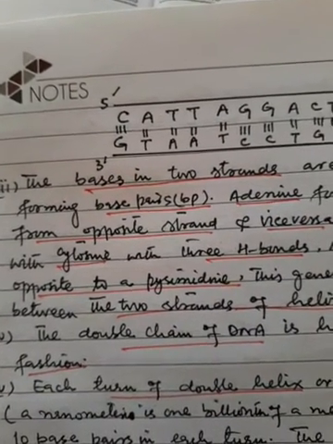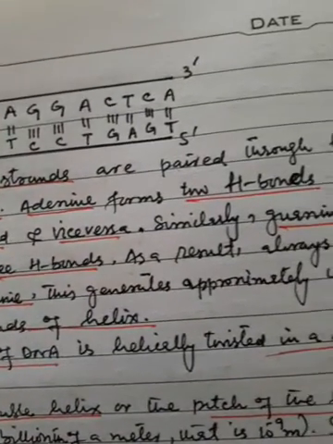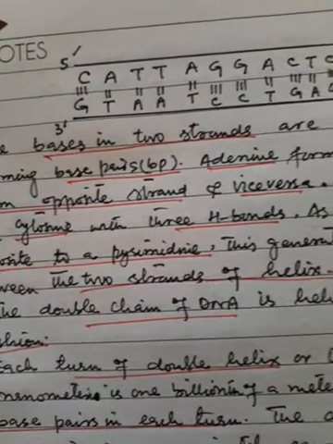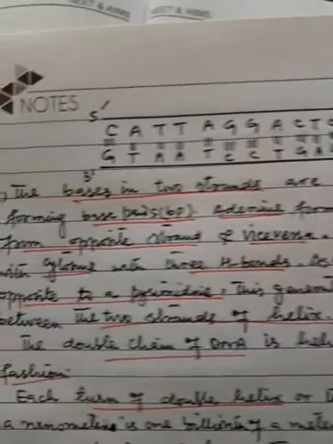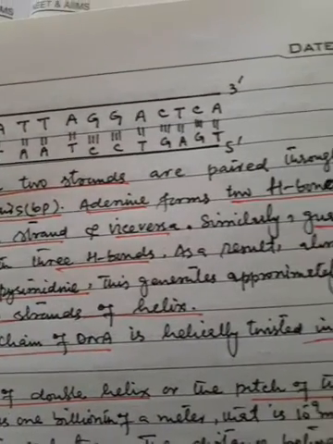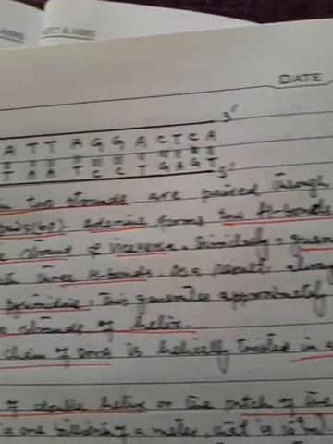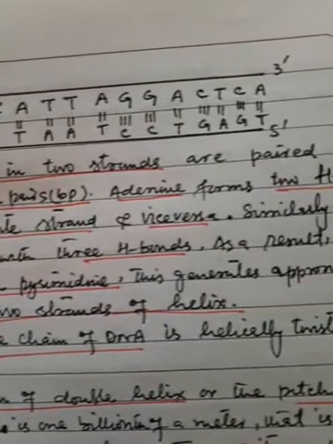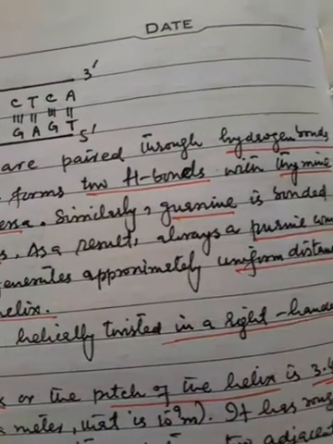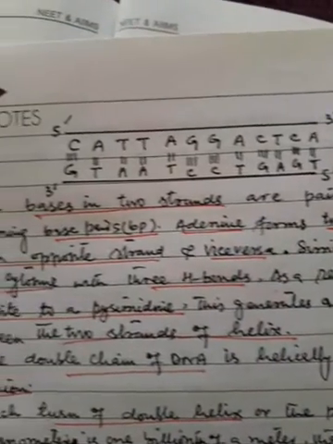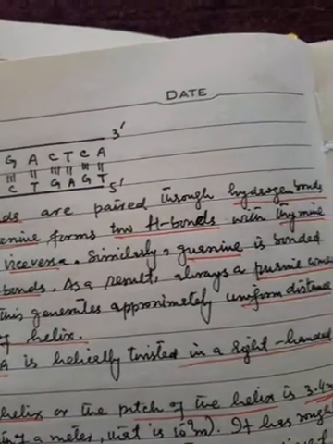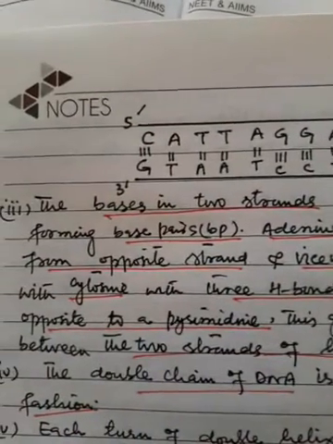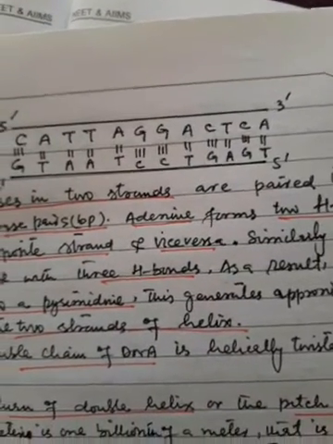Number 3 salient feature is that the bases in the two strands are paired through hydrogen bonds, forming base pairs, BP. Adenine forms two hydrogen bonds with thymine from the opposite strand and vice versa. Similarly, guanine is bonded with cytosine with 3 hydrogen bonds. As a result, always a purine comes opposite to a pyrimidine. This generates approximately uniform distance between the two strands of the helix.